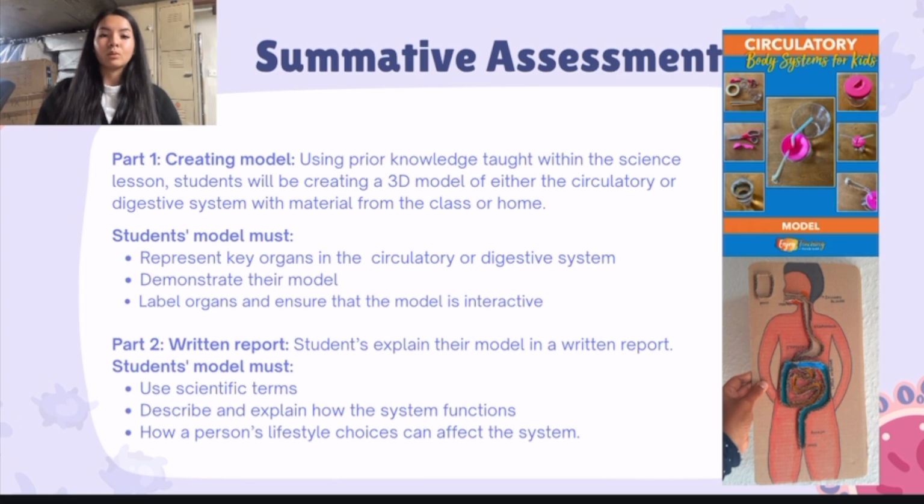In this report, they will use appropriate scientific language to describe the function of each organ and how the system operates as a whole. For instance, they might explain how blood circulates through the heart and lungs, or how food is broken down and absorbed through the digestive system. Also, students will be asked to reflect on how lifestyle choices can impact the system they have studied and how these choices can either support or damage their body's ability to function effectively.